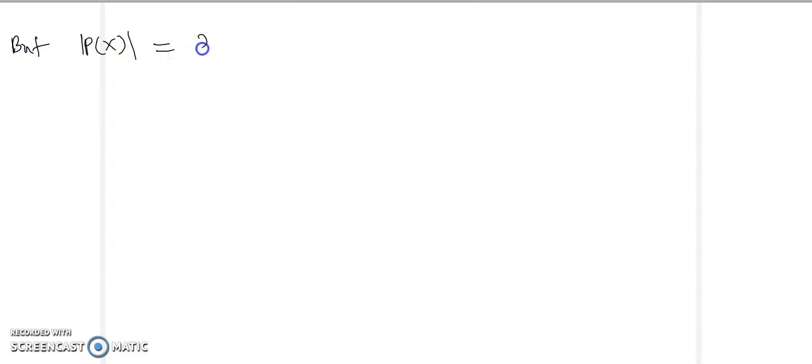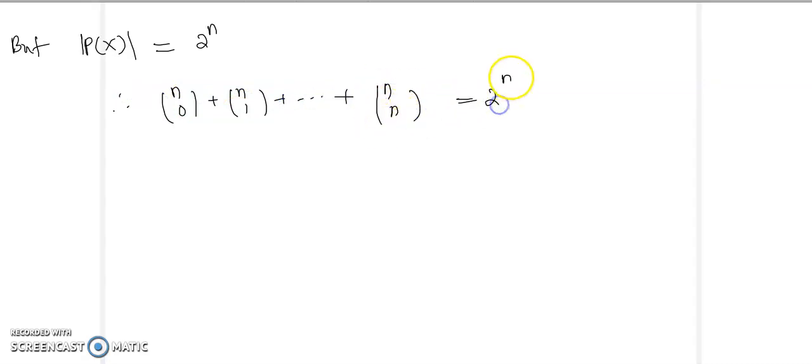Now you know that for any n element set, the cardinality of the power set of X is 2 raised to n. So this result is known to us. So therefore NC0 plus NC1 plus etc. NCN is equal to 2 raised to n. So that is the combinatorial proof for this identity.